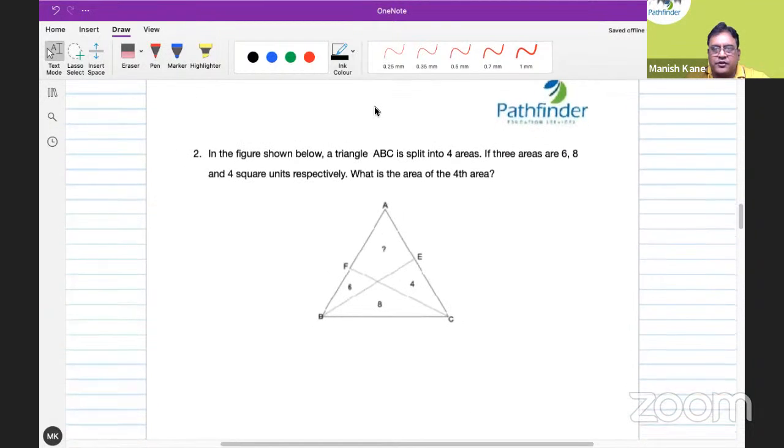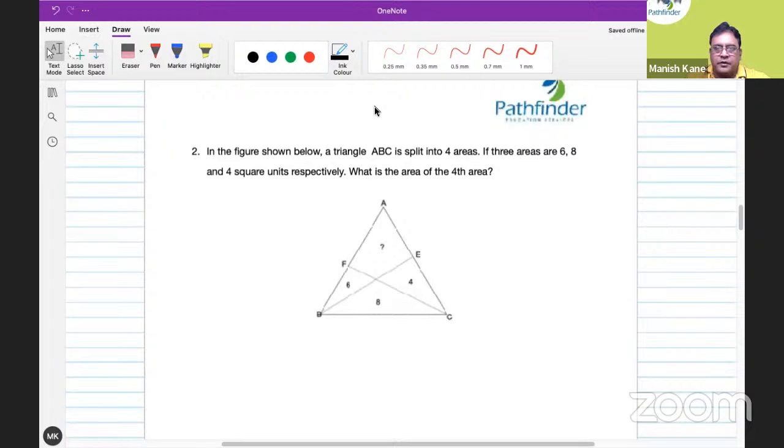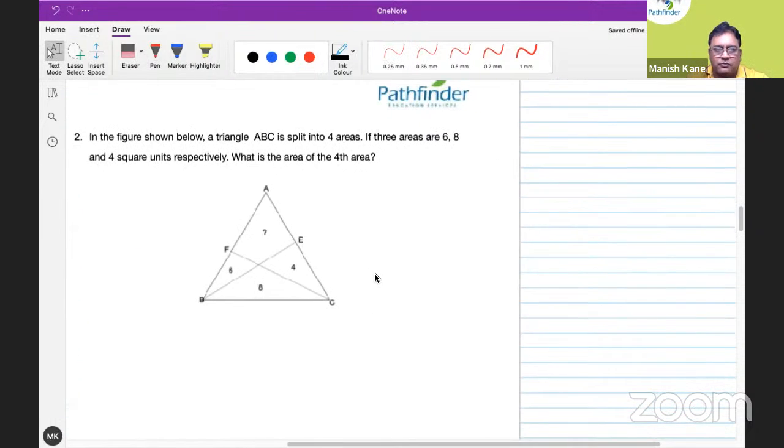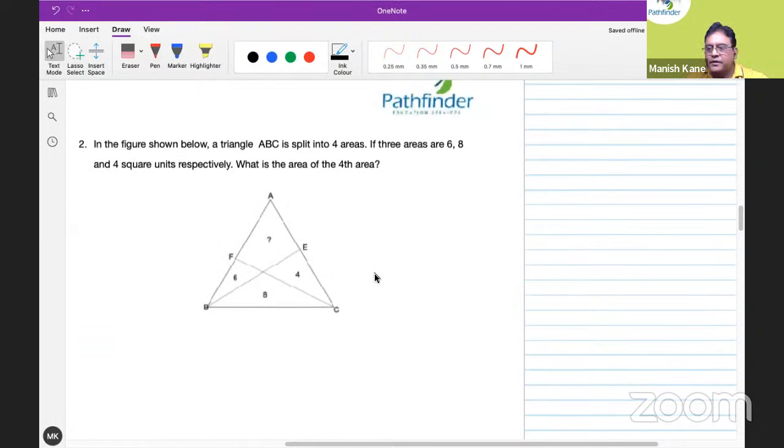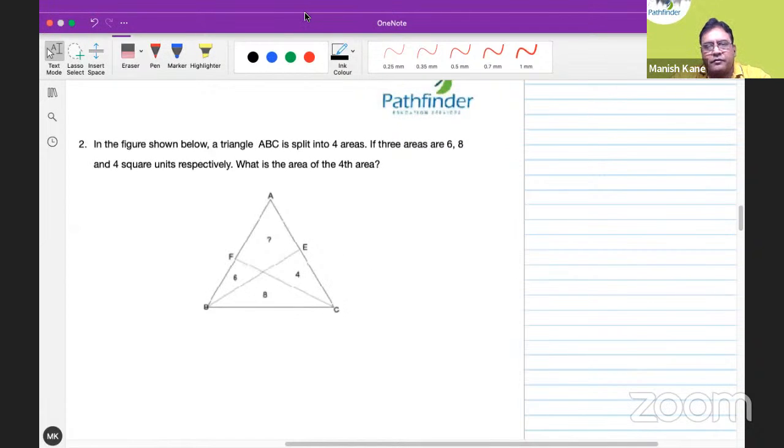Which brings us to the next question. See whether you are able to solve this question. Your time starts now. Again, I'll give you 2.5 to 3 minutes to solve this question. I'll give you ample time. Ideally, this question, if you try to solve it, should be solvable in 2 minutes.